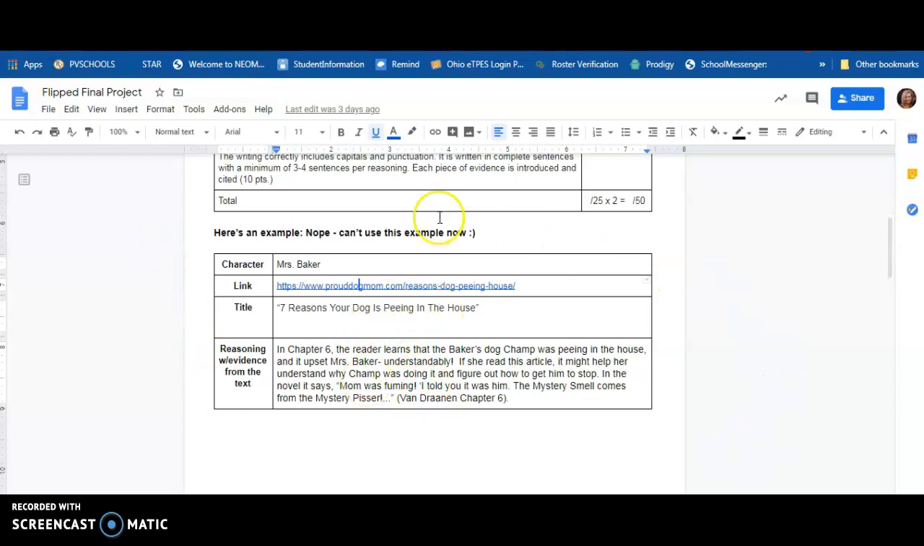All right, I'm not going to do any other examples because what will happen is kids will just copy off of me, and that's not what I want. And no one is allowed to use this example. Okay, you are not allowed to use the Champ peeing example anymore.